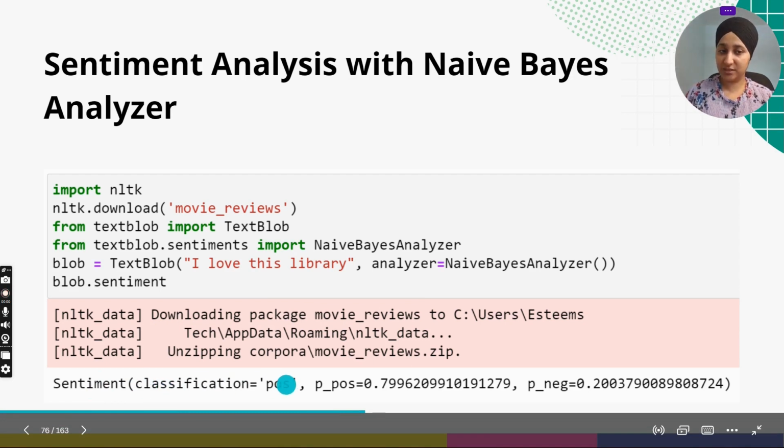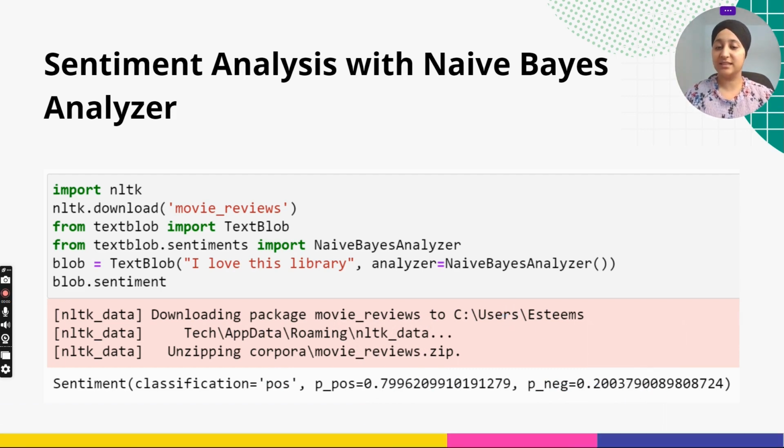So classification is pos, positive. How positive? 0.79962, this much positive. And how negative? p_neg, this is 0.20, this much negative. So you can see here, the Naive Bayes Analyzer will help us to know how positive the sentence is and how negative the sentence is. Right? So this is given in numbers.